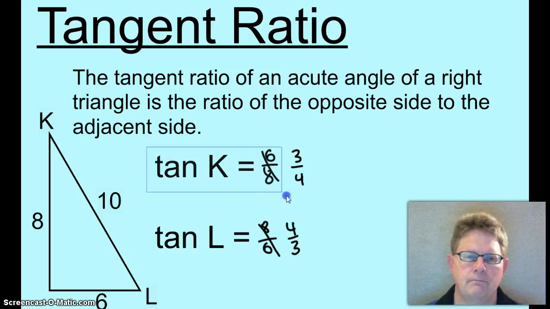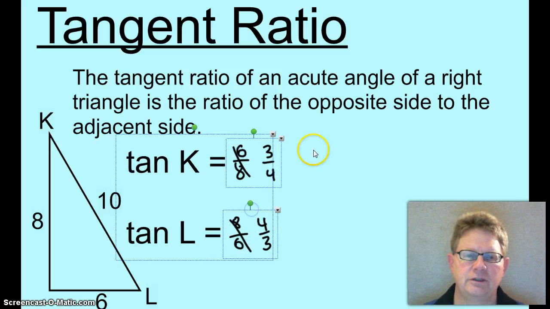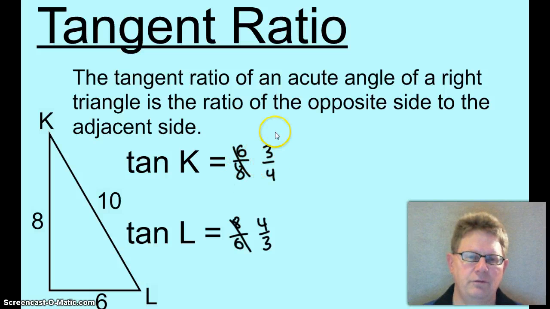So tangent of K, 6 over 8 reduces down to 3 over 4, and the tangent of L, 8 over 6, which reduces down to 4 over 3. The cool thing about the two acute angles of a right triangle, the tangents of those two angles will always be reciprocals of each other. Of course, if you look at angle K, the opposite is 6 and the adjacent is 8. 6 over 8. That's where I got 3/4 from.